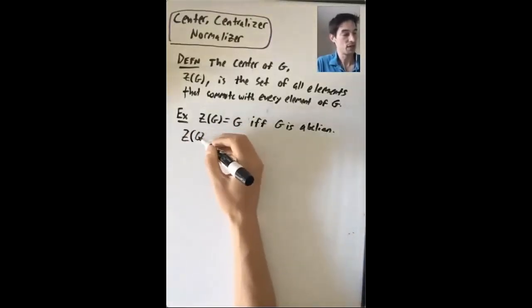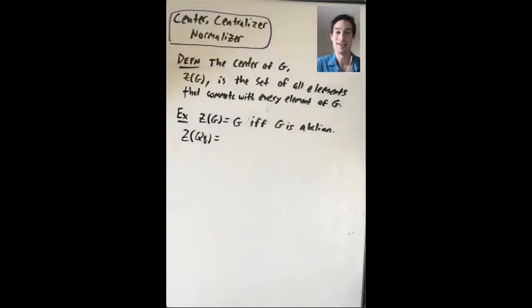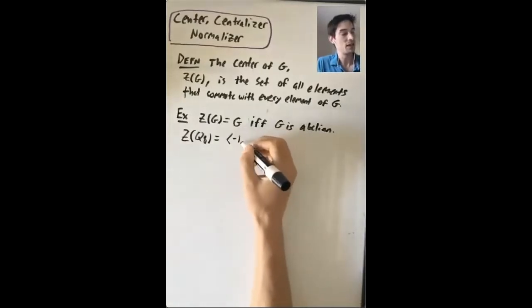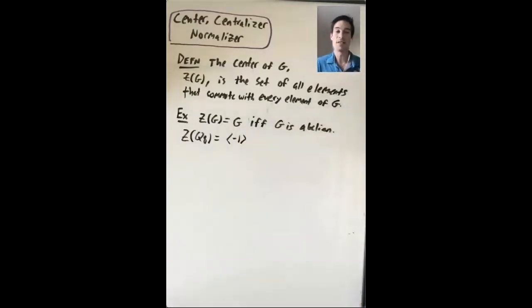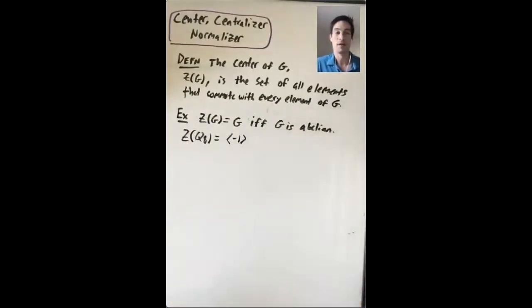Here's a group that we talked about last time, the quaternion group of order 8. So remember, that's 1, minus 1, i, minus i, j, minus j, and k, minus k. And the center always includes the identity, but here it also includes minus 1, because minus 1 times any other element is the same thing as that element times minus 1.